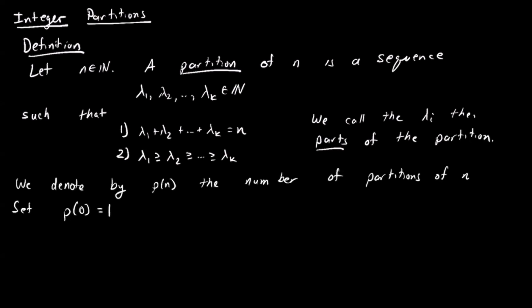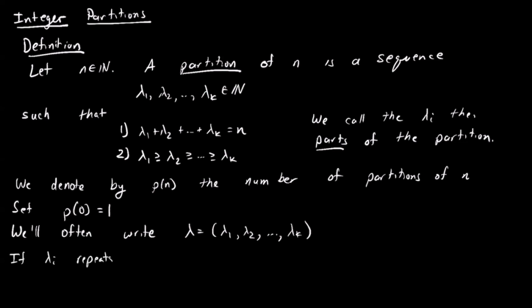We often use the notation, so we'll call the partition lambda, and we'll write lambda as a tuple, lambda 1 comma lambda 2 up to lambda k. So oftentimes when we write a partition, we'll write it this way. And moreover, if one of the lambda i's repeats a few times, sometimes we'll write it with an exponent. So if lambda i, let's say, repeats a times, we'll often write lambda i to the a in our partition.